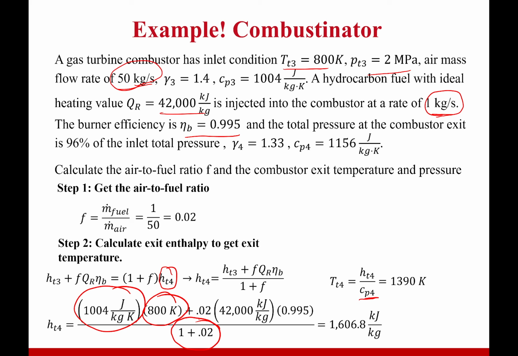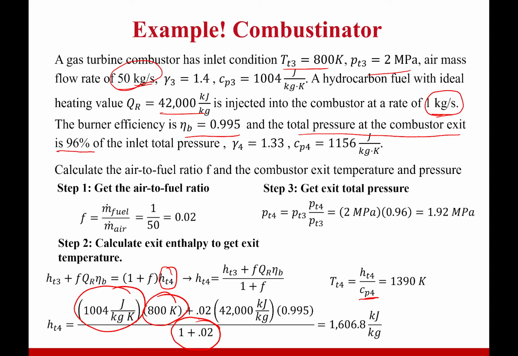Okay, the last thing is simply what is my total pressure at the exit. As a note, it kind of gives it to you in the problem statement. It says the total pressure at the combustor exit is 96% of the inlet total pressure, which tells me it's simply going to be 96% of whatever entered my combustor, which comes out to be 1.92 megapascals. So once again, this is not too terrible. This is what you can kind of expect for just a basic evaluation here.